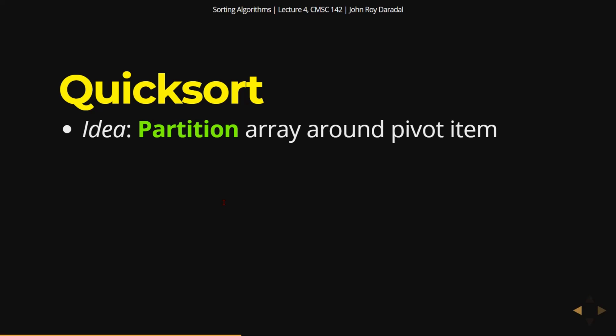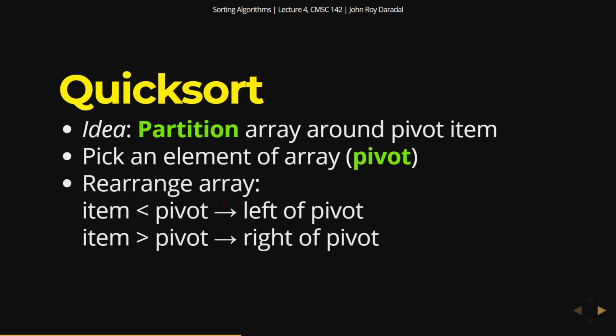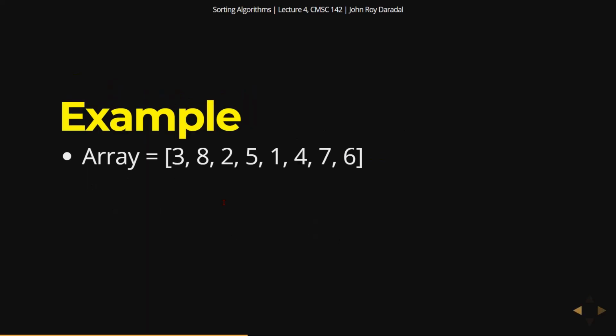So the idea is you partition the array around something called the pivot item. So what is a pivot item? So you'll just pick some element of the array, some item, and you call that the pivot. Okay? And what you'll do is you'll rearrange the array according to the pivot, so that the items less than the pivot should go to the left of the pivot, and items that are greater than the pivot should go to the right. Okay?